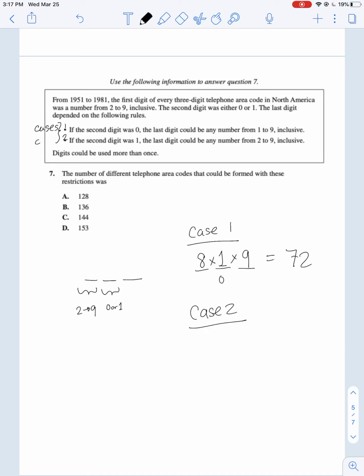Case number 2 would be where we have, again, 3 spots. We still have 2 to 9 for the first spot, so we're going to have 8 there. But now for the second digit we have a 1, which means that there's one choice. The last digit could be any number from 2 to 9, so over here there's 8 choices again. So we multiply those numbers, and we get 64. Now between the cases, if we want to know all the different phone numbers that can be created, we're going to add the two answers together. So 72 plus 64 gives us 136. So our answer is B again.